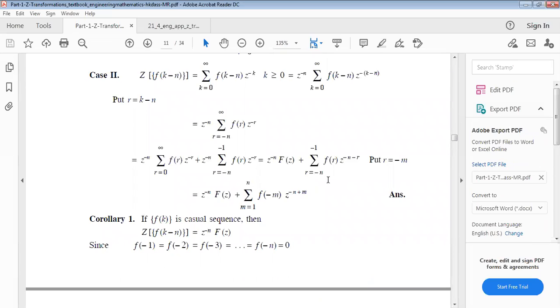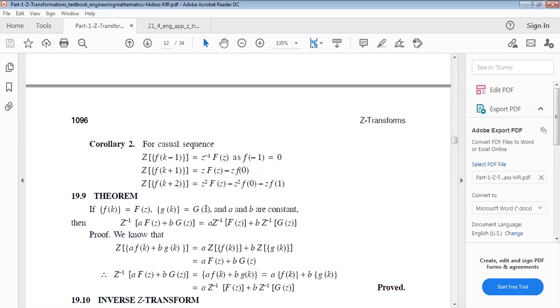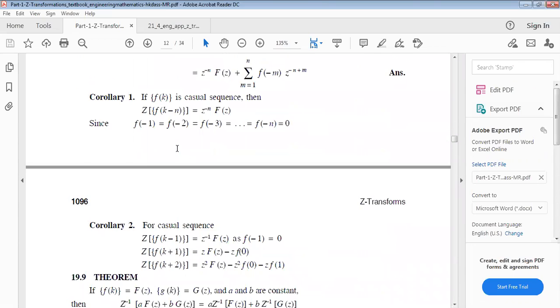You have to prove this. You can make a corollary from these two theorems. If f of k is a sequence, then f of k minus n is given by the theorem, but f of minus 1, minus 2, minus 3, up to minus n will be 0, so the transformation of this will be 0. Similarly for other sequences, like f of k minus 1, k plus 2, this will be 0. Actually, this is produced from the main shifting theorem, and those are the corollaries.